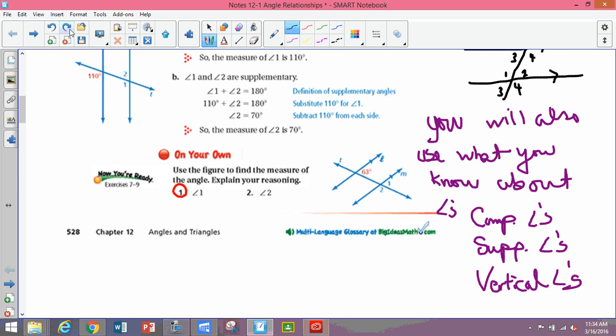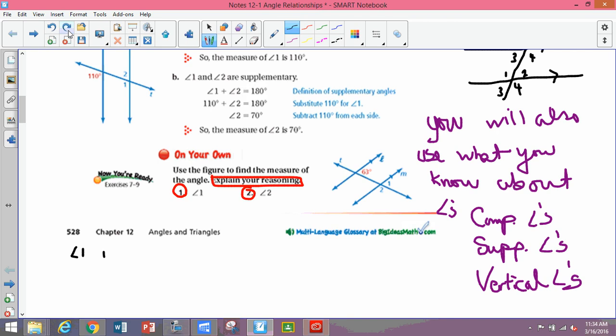Okay, so if you look, I want you to pause your computer, and knowing what you know about corresponding and what you know about vertical, supplementary, and complementary angles, I want you to try to tell me what the measure of angle 1 and angle 2 is and explain your reasoning. Okay, so I want to know the reason or the vocabulary word that lets you know that that's the degree that it is. So pause your computer and do that and then come back.